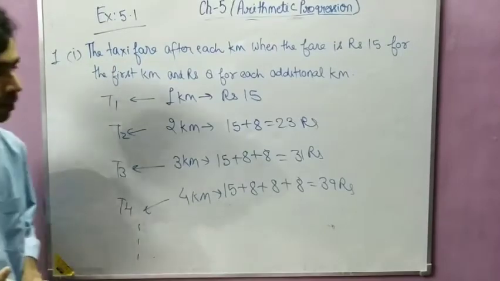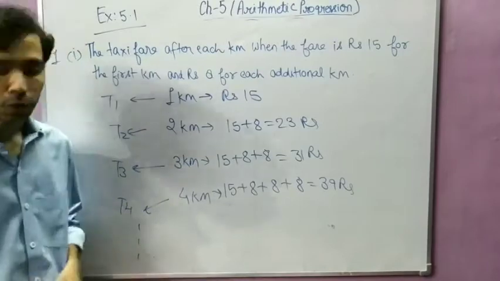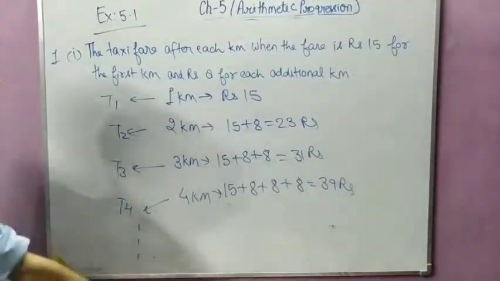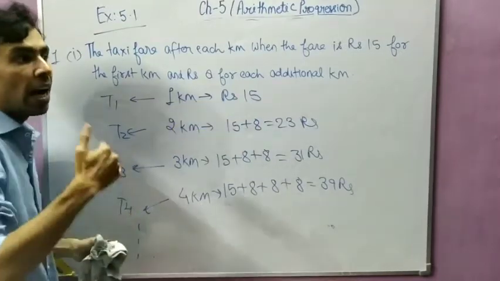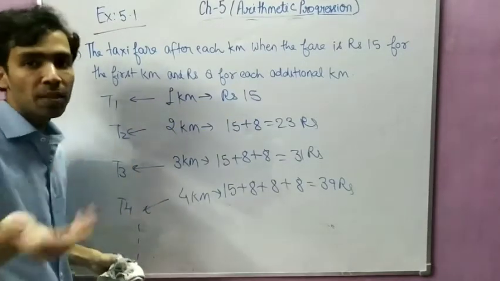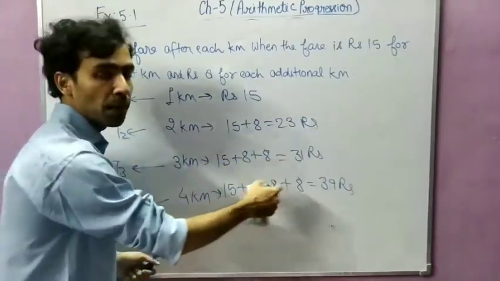So we have calculated the cost of first kilometer, second kilometer, third kilometer, and fourth kilometer. I hope you have understood. For the first kilometer it is taking 15 rupees, and for each additional kilometer it takes 8 rupees extra. So 15, 15 plus 8, 15 plus 8 plus 8, 15 plus 8 plus 8 plus 8.